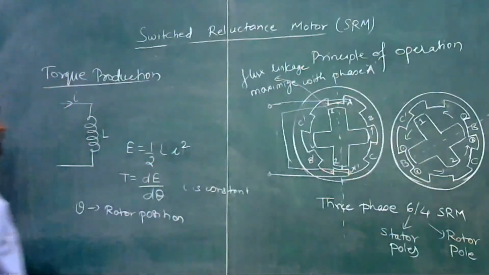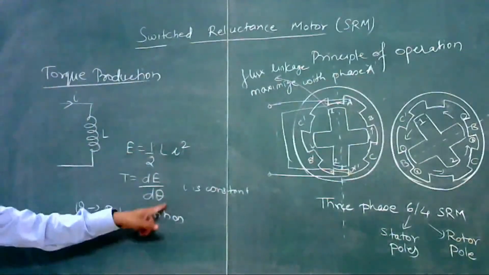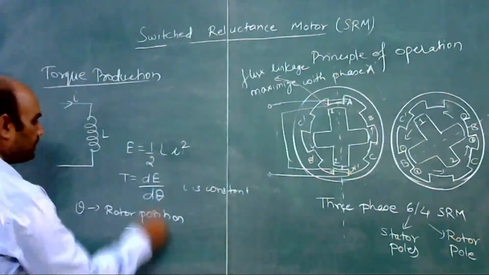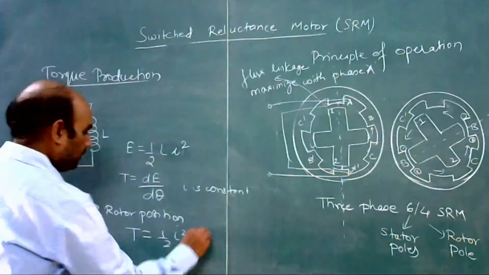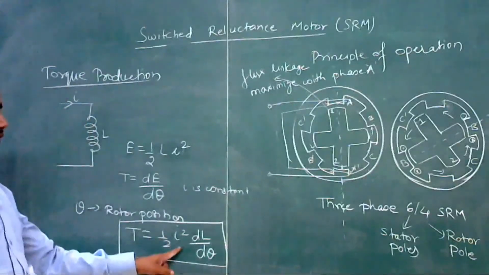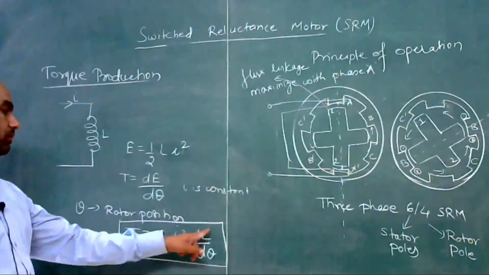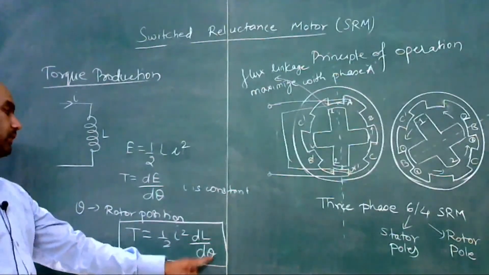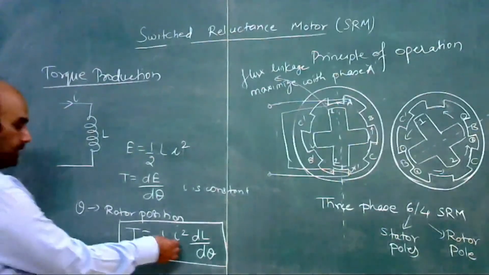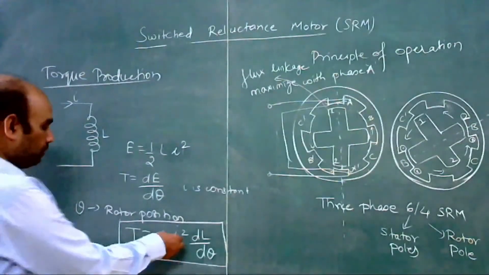Differentiate the above expression with respect to theta, keeping current I constant, so we will get tau equal to half I square dL by d theta. So tau is proportional to I square and it is proportional to the rate of change of inductance with rotor position. So this is the derivative of L with respect to rotor position. Whether current is positive or negative, I square will be positive.